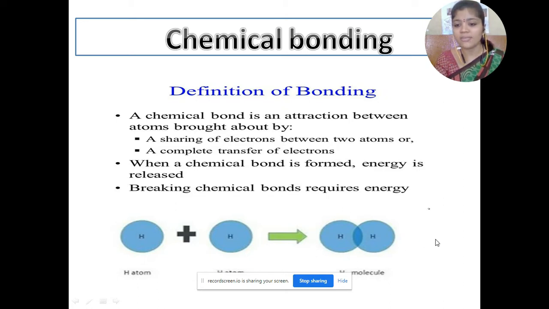For the formation of a chemical bond, some amount of energy will be lost. A chemical bond is formed between two atoms in two ways. First one, sharing of electrons: the sharing of electrons from one atom to another atom forms a covalent bond. And next one, complete transfer of electrons: the valence electron is completely transferred to another atom to form an ionic bond.